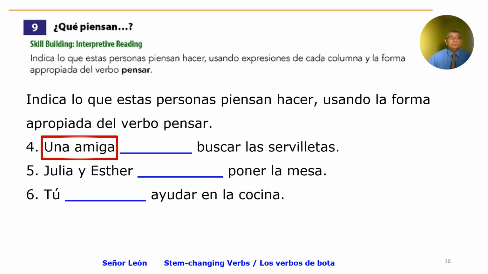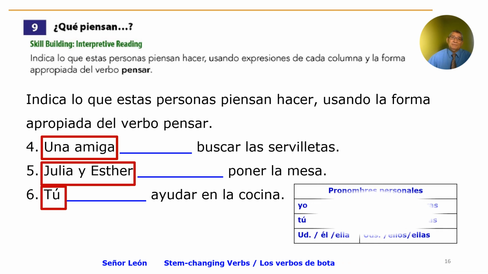4, una amiga. 5, Julia y Esther. 6, tú. Fantástico. Excelente.